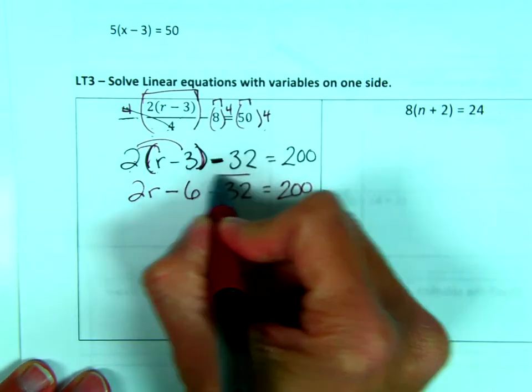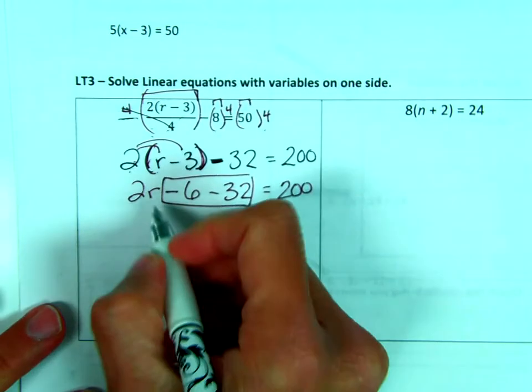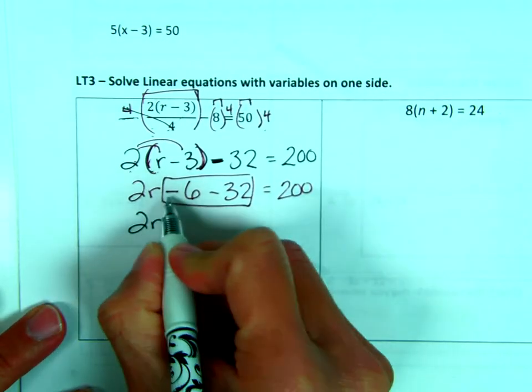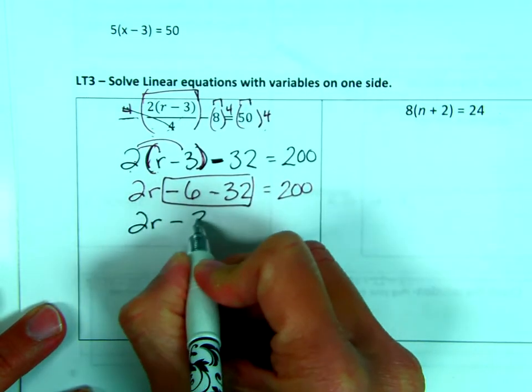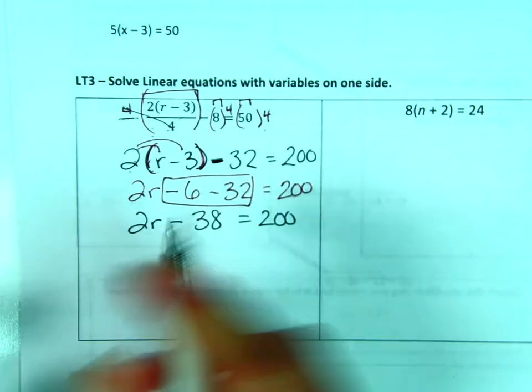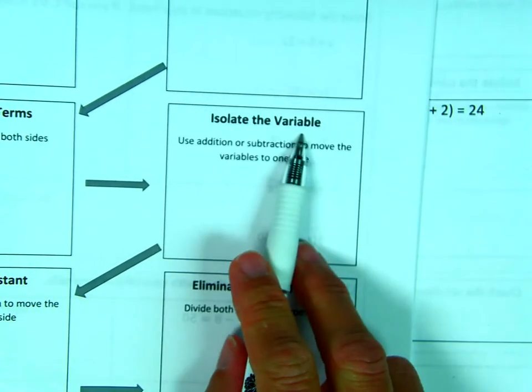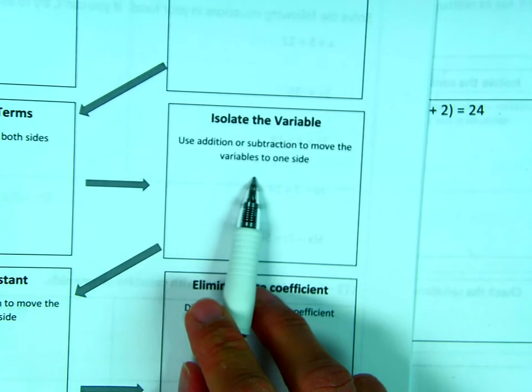But hopefully you notice that these are like terms. So I need to add those together or subtract. Negative 6 minus 32 is minus 38 equals 200. All right, what's the next step? The next step says to isolate the variable. That means get the variable alone on one side.